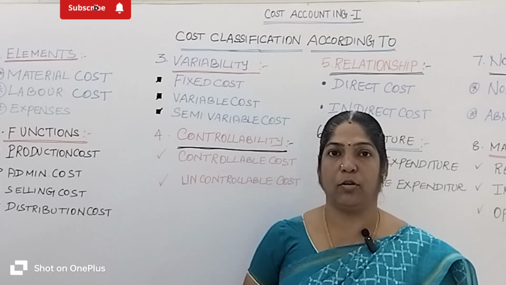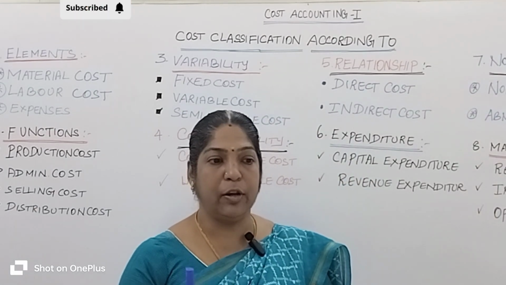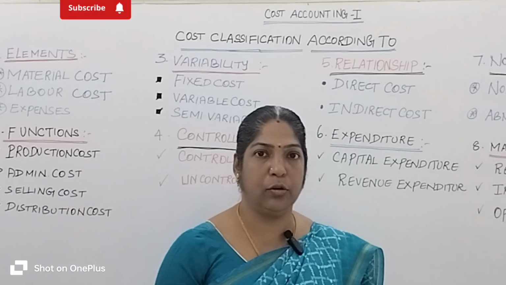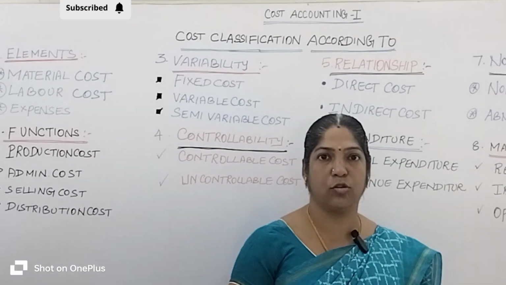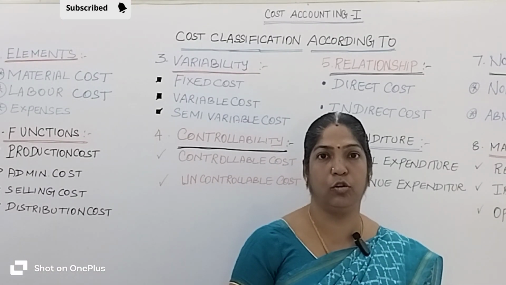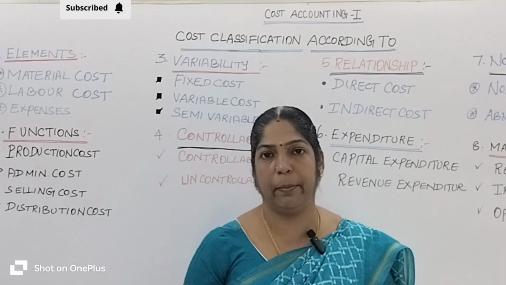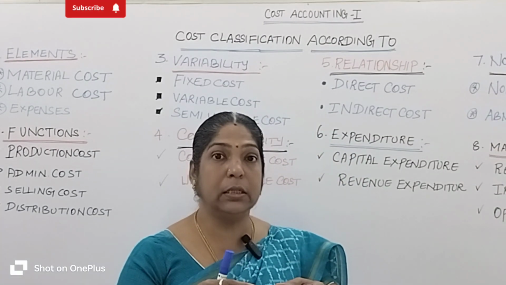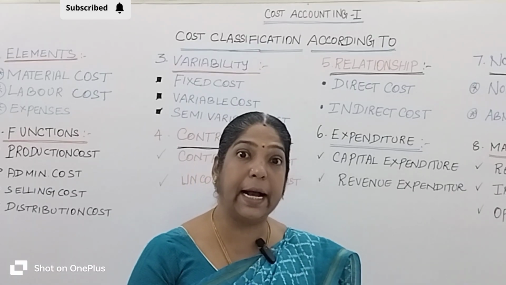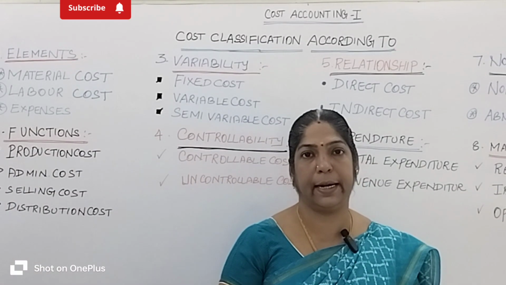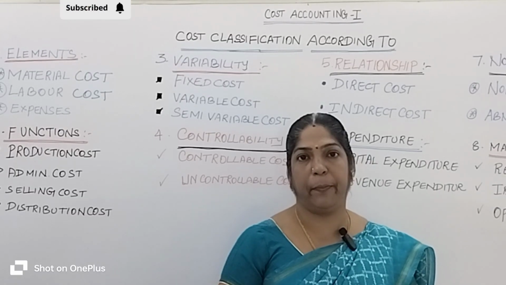Okay, let's come to the second one, labor cost. So what is meant by labor cost? Labor cost is nothing but when you pay wages to the labor, when you pay salary to workers, that is called labor cost. Labor cost is classified into 2 parts, that is direct labor and indirect labor. What is meant by direct labor? A person who works to make a product directly is called what? Direct labor.